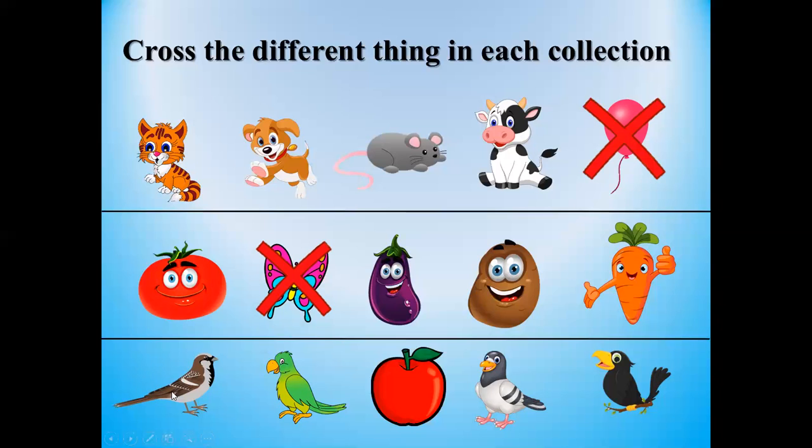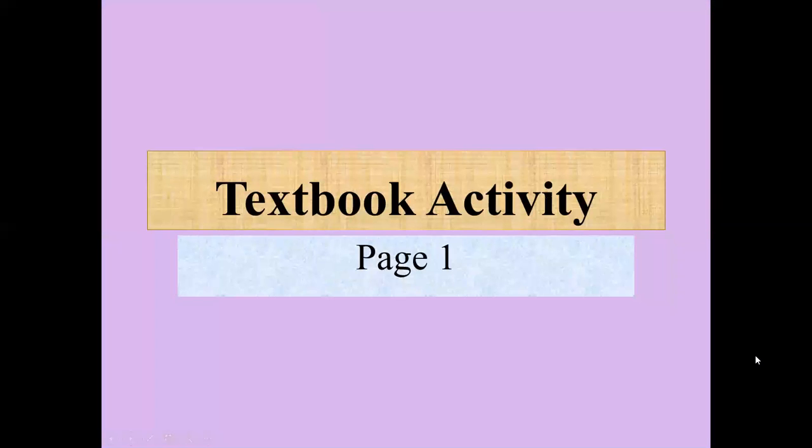Sparrow. Wow, sparrow is a bird. Parrot is a bird. Okay, crow is a bird and pigeon is a bird. But apple is not a bird. So we will cross the apple. Right, students? Now, it's your turn.